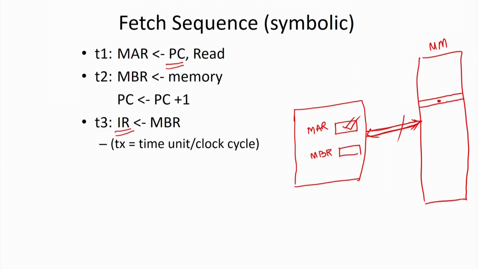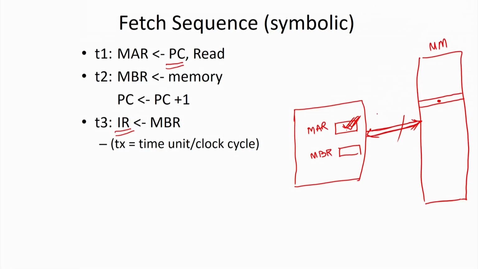So, that is why I am saying that first I am going to place the information from PC. What do we have in PC? In PC we have the address of the memory location from where we need to fetch the instruction. So, first that information of PC is transferred to MAR. Now in MAR we are getting the address of the memory location.